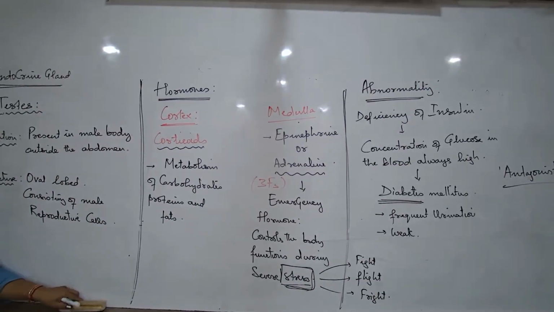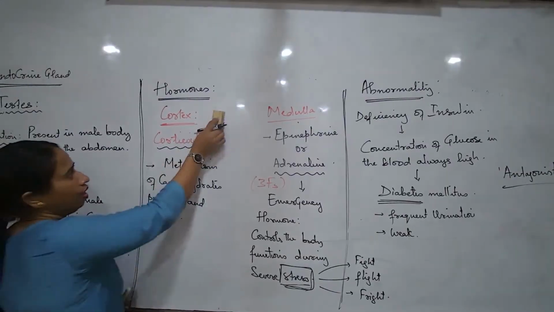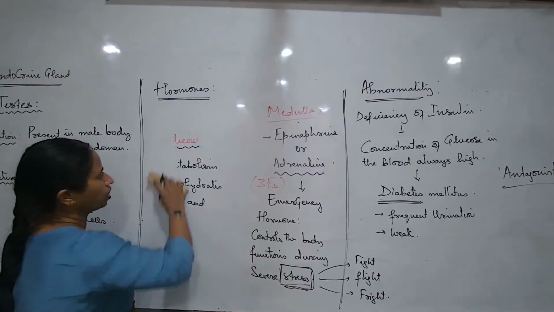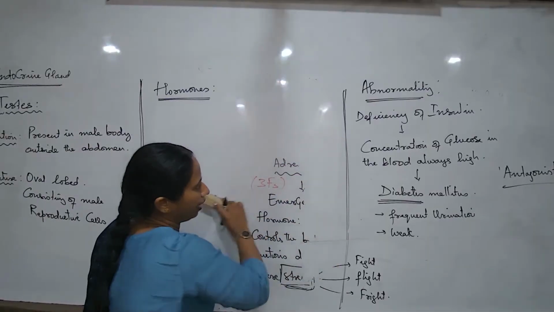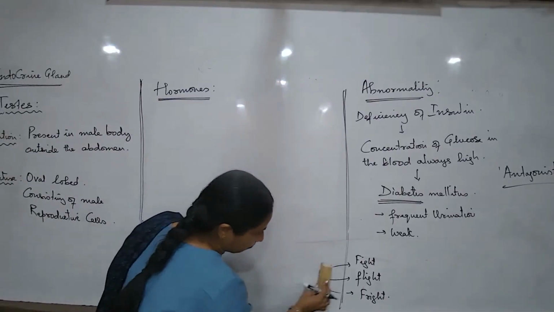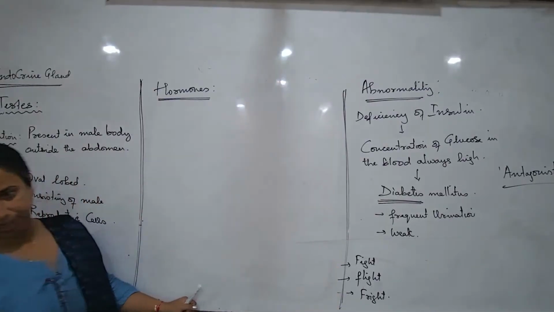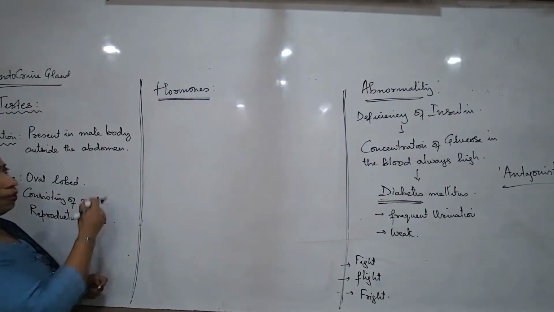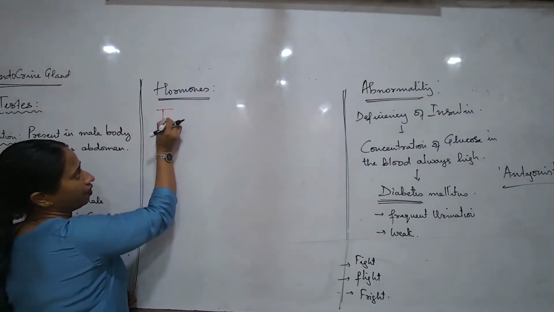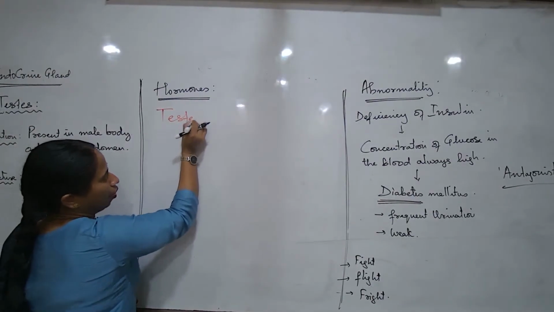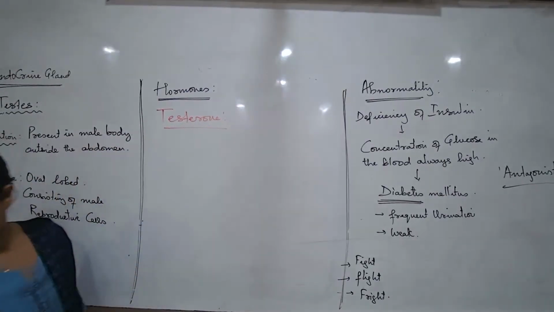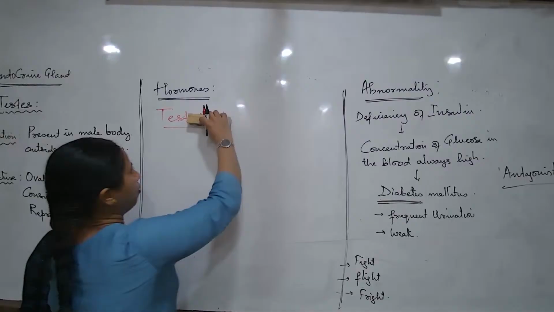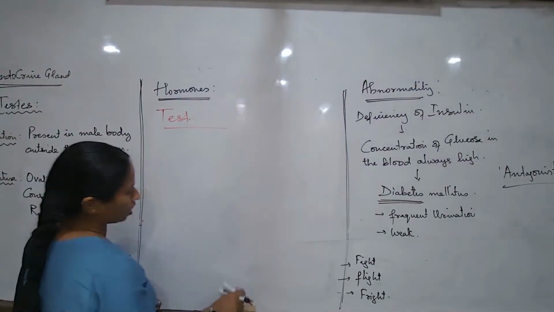Those names you don't have to study now. We talk about the hormones now. Important hormones of the male and the female reproductive organ. Let us study the major hormone of the male reproductive organ, that is the testis. What is the name of this hormone? Testosterone. We talk about the name of this hormone, testosterone.